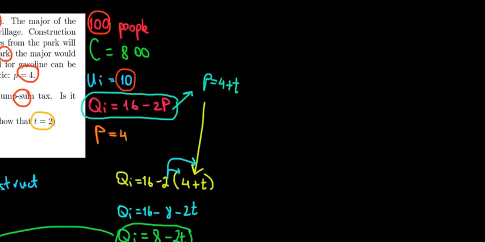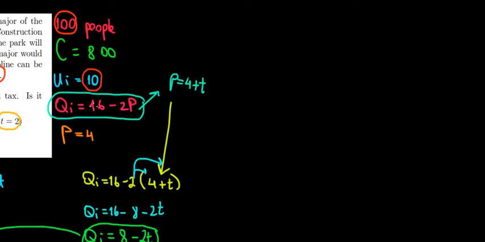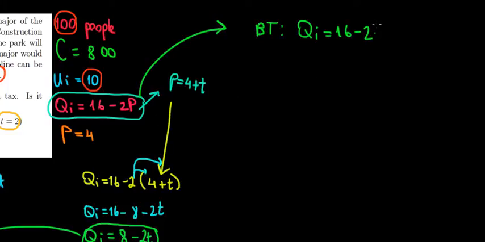So we can do this pretty fast. Let's do it over here. When we have it without the tax, this is the quantity function. Before tax, the quantity of one individual would be equal to 16 minus 2 times the price. So that's 16 minus 2 times 4. 16 minus 8 is equal to 8. So 8 units consumed. That would be before tax.